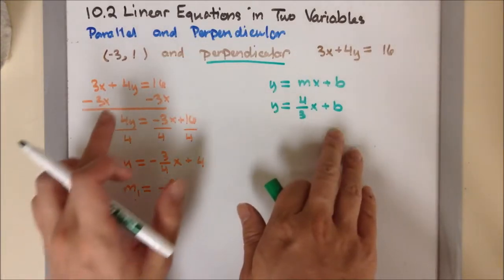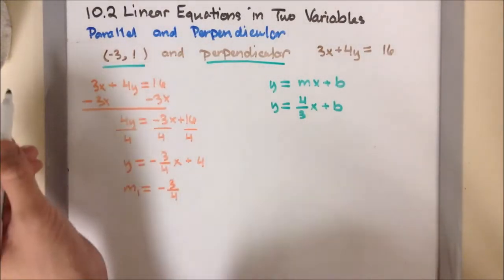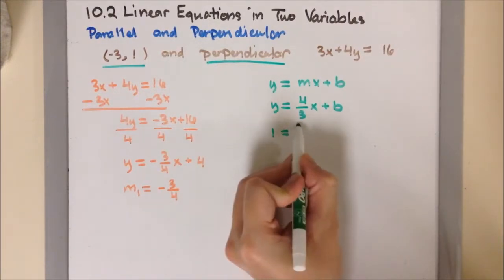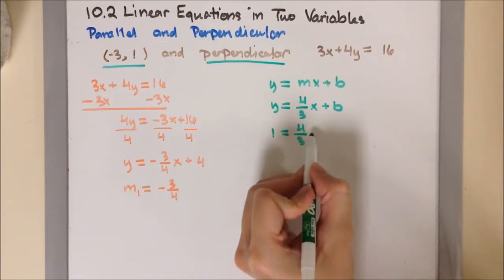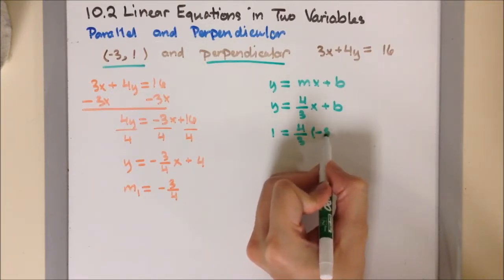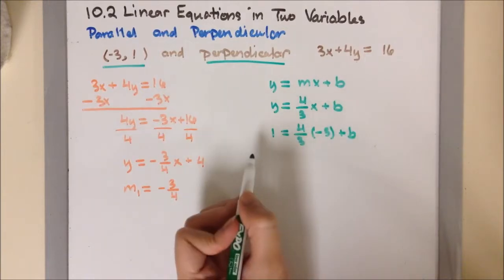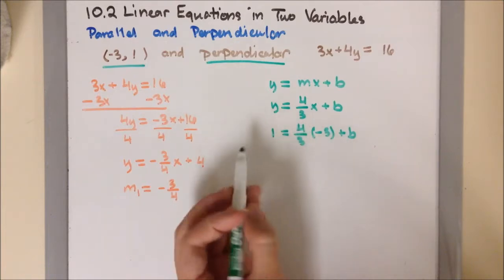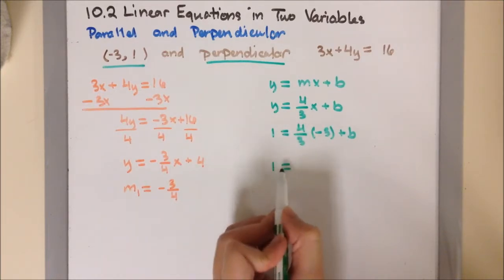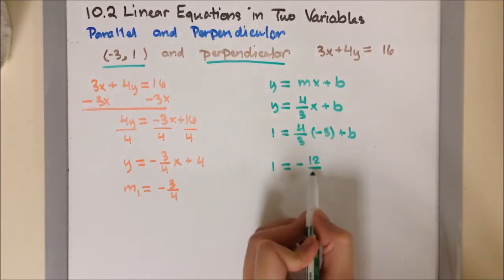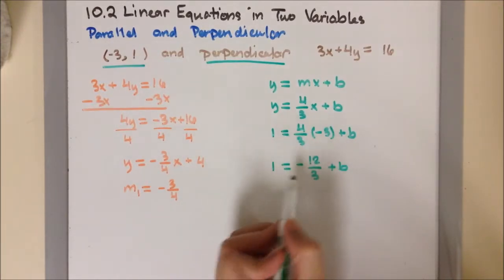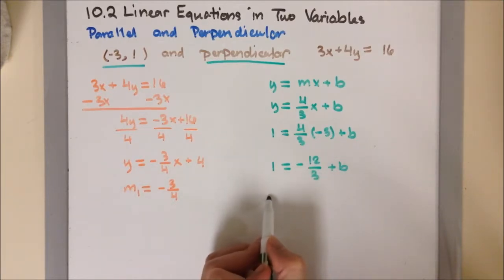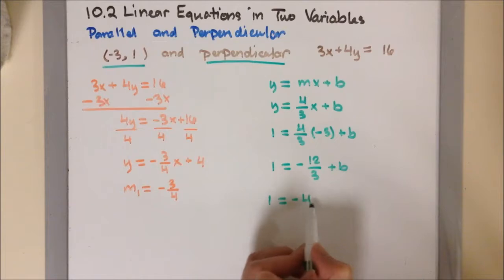Now in order to find my b, I'm going to use this corner point right here and plug in for x and plug in for y. So my y is 1, equal to 4/3 times my x value, which is -3, and then plus b. When I'm simplifying a fraction times a whole number, multiply the whole number to the numerator. So I'm going to have 1 equal to -12/3 plus b. To simplify -12/3, that's going to be 1 equals -4 plus b.